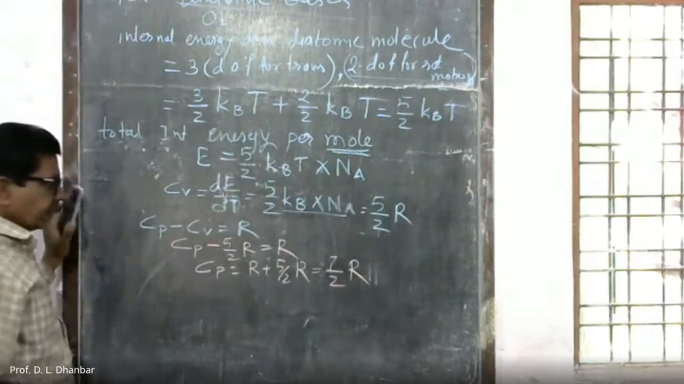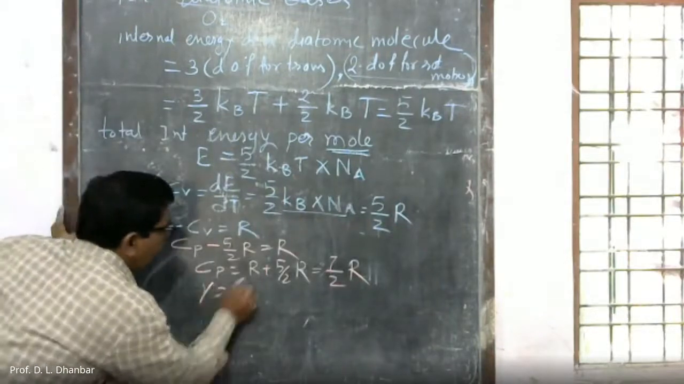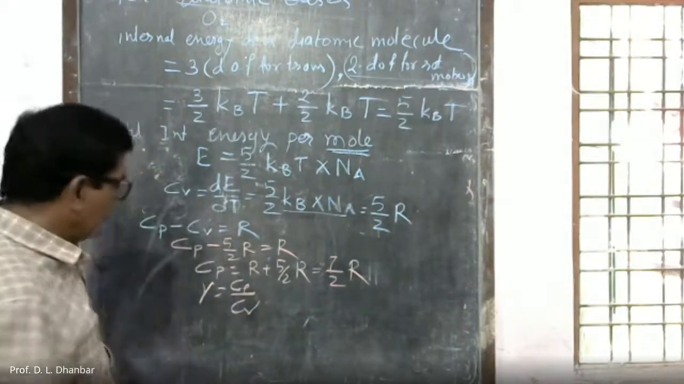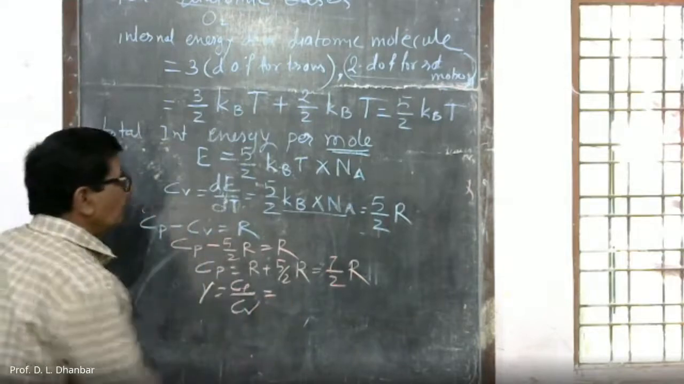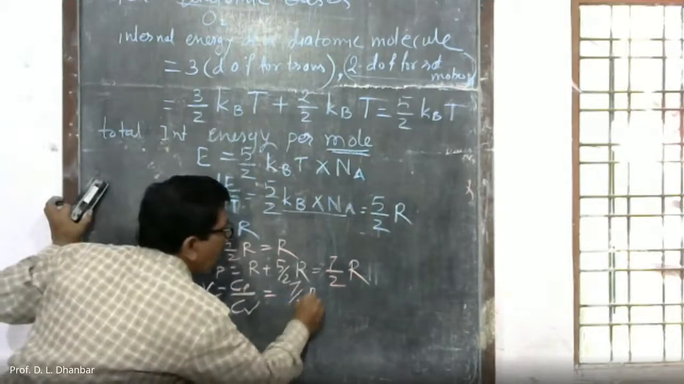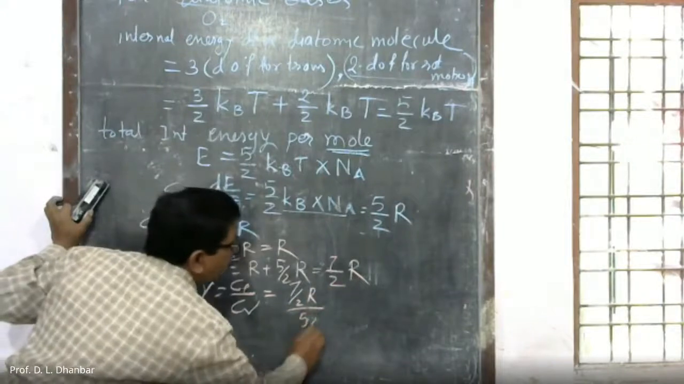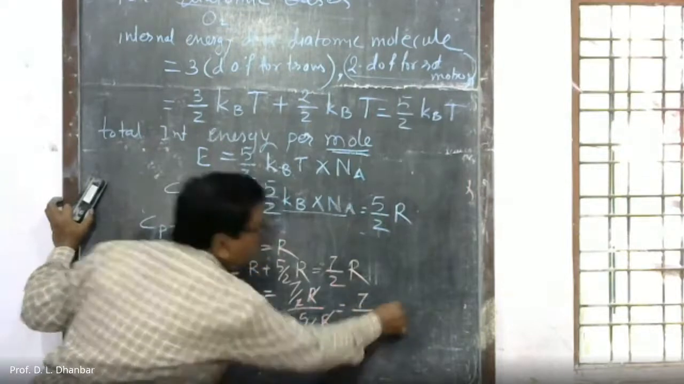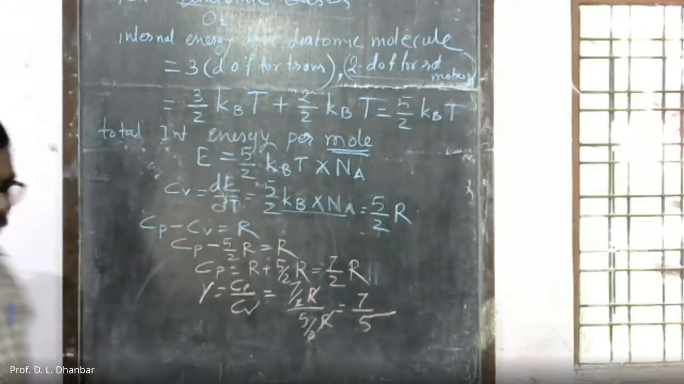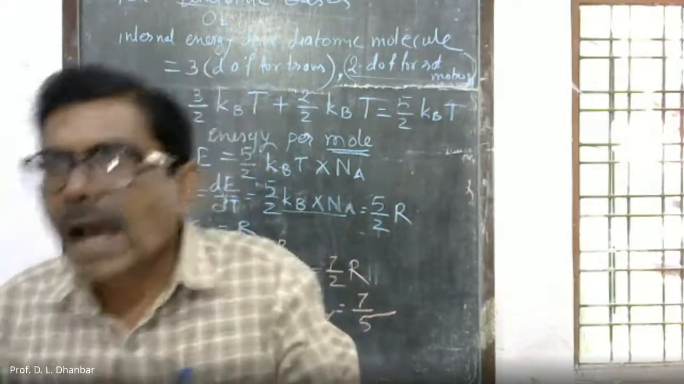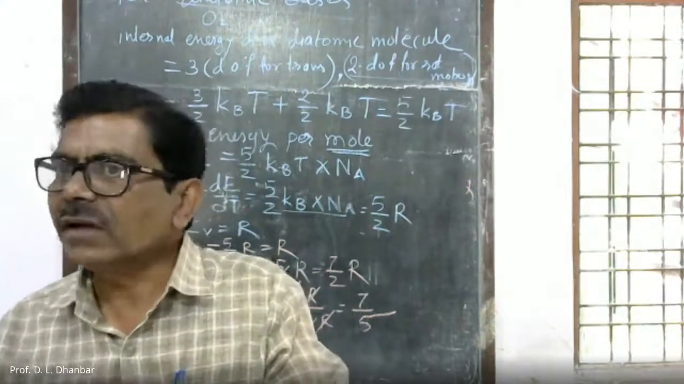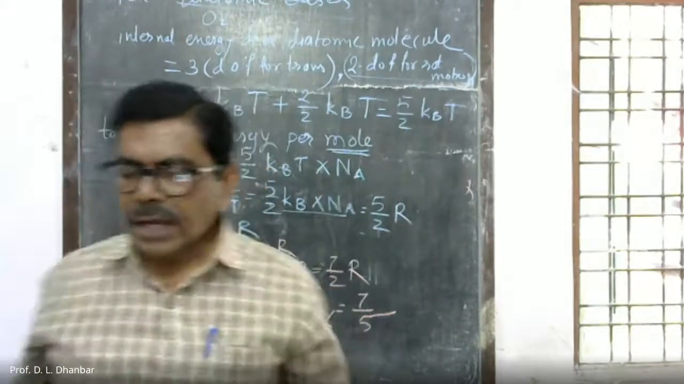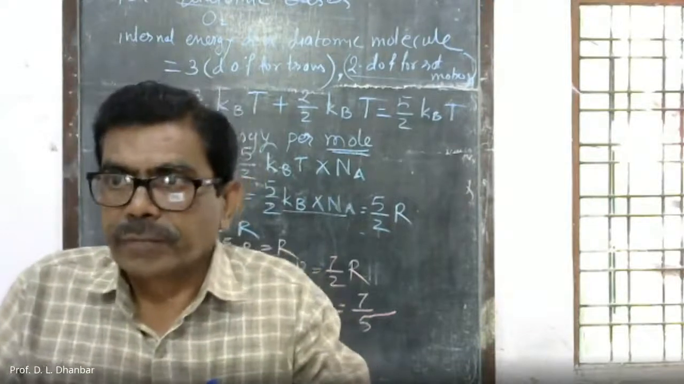Then what is the ratio of two specific heats? Gamma is equal to Cp by Cv, which comes out to be Cp is 7 by 2 R divided by 5 by 2 R. This will get cancelled and you will get 7 by 5. So gamma is equal to 7 by 5, which is the ratio of two specific heats. Now here we are considering a rigid molecule.